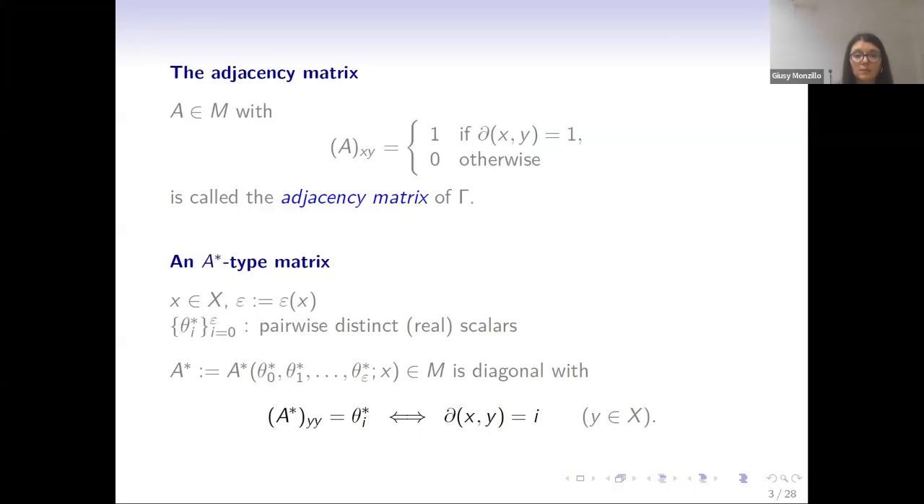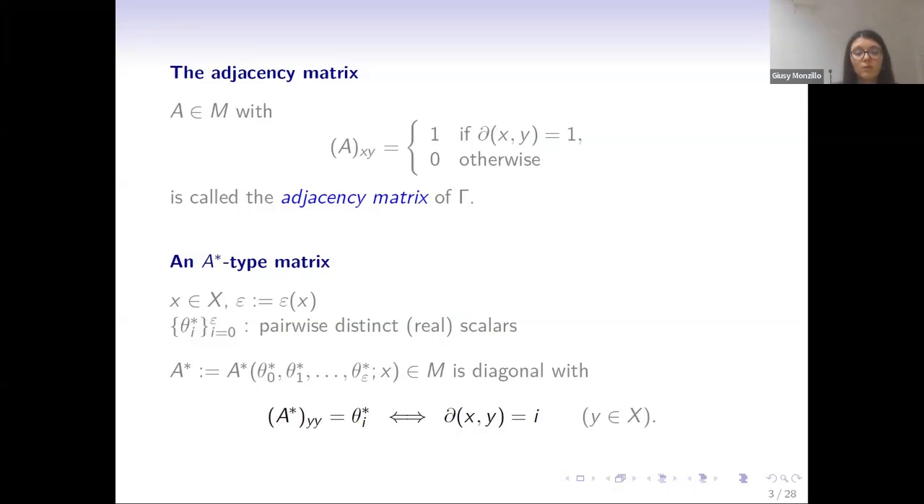And then we can define a diagonal matrix that we denote by A star, depending on these distinct scalars and of course on the vertex x that we fix. It's a diagonal matrix, and in the yy diagonal entry we put theta_i star every time that x and y are at distance i. So again, once we fix a vertex, imagine that we have these vertices partitioned in layers.